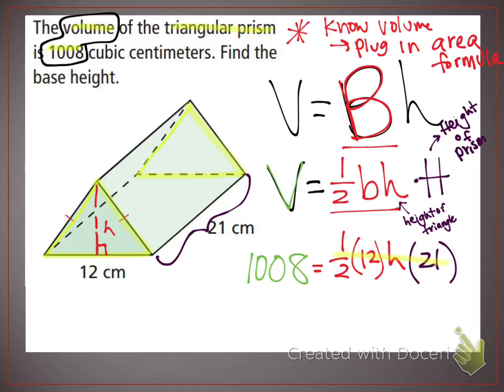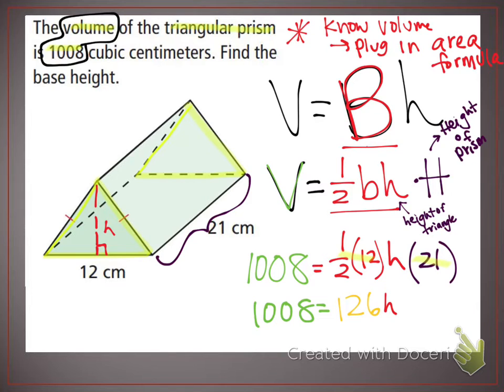So now what is happening on this right side? It's all being multiplied, right? So go ahead and multiply all the numbers together. The 1/2 times 12 times 21. What is 1/2 of 12? 6, and then times 21, we get, correct, 126. And then we still have h. So 1/2 times 12 times 21 makes 126, and then h.